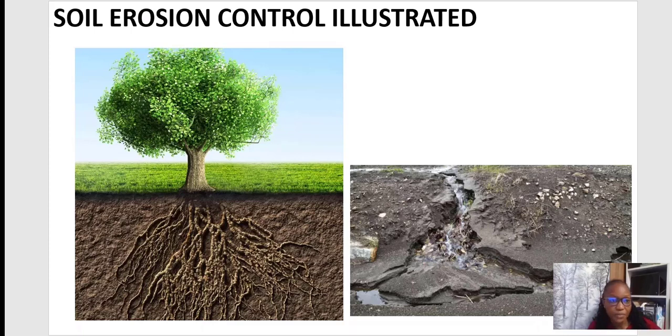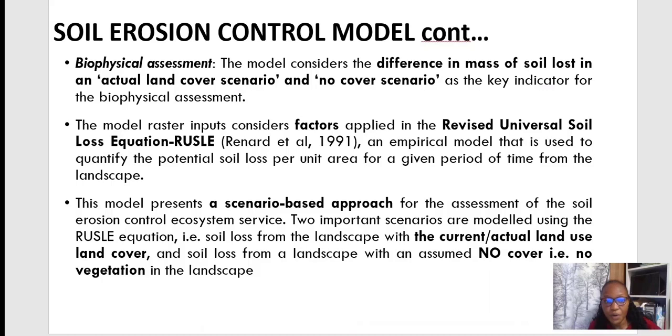So what are the biophysical indicators that we need to consider when it comes to the soil erosion control model? The model considers differences in mass of soil lost in an actual land cover scenario and a no cover scenario. Remember, we said the tool is built based on degradation aspects, and that's why comparing the two scenarios is very key. Therefore, this forms the key indicator for the biophysical assessment.